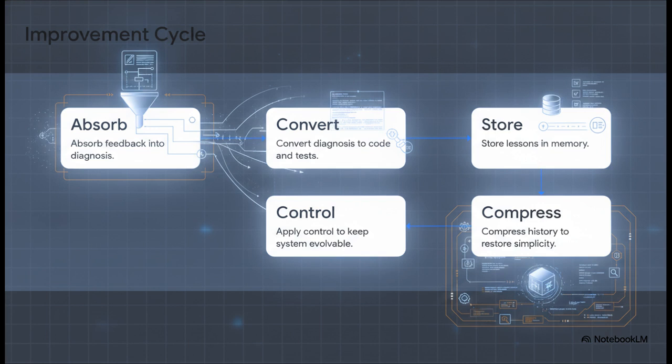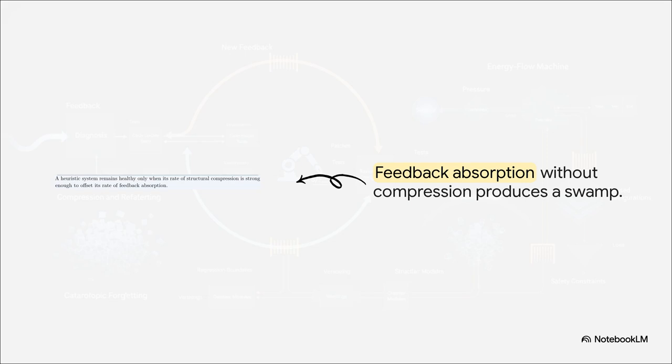The absolute lifeblood of this continuous improvement engine is a relentless two-part cycle, constantly absorbing feedback and then relentlessly compressing that history. Now here is the ultimate stability condition you absolutely have to remember. Feedback absorption without structural compression produces a code swamp. If you don't compress, you end up with tangled tests, a bloated rule base, stale memory, and skyrocketing maintenance costs. Every single local repair just sits there as an isolated exception.